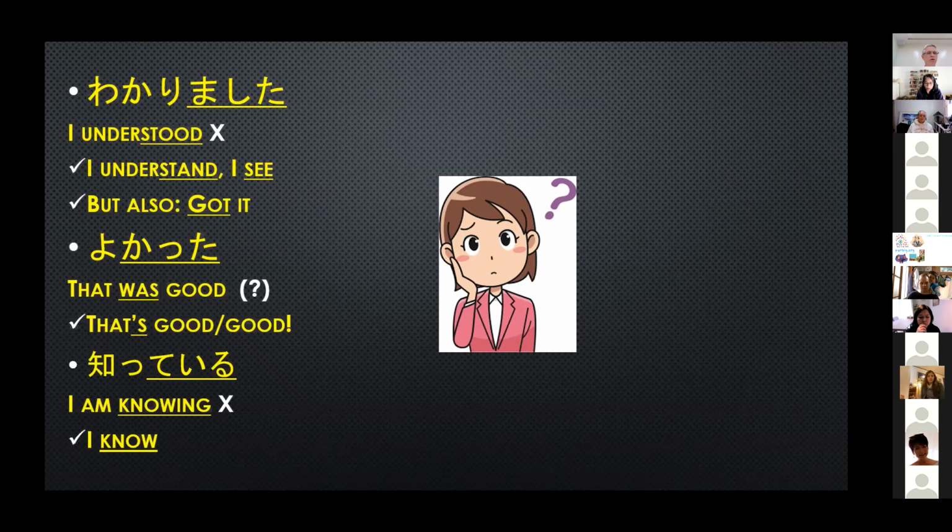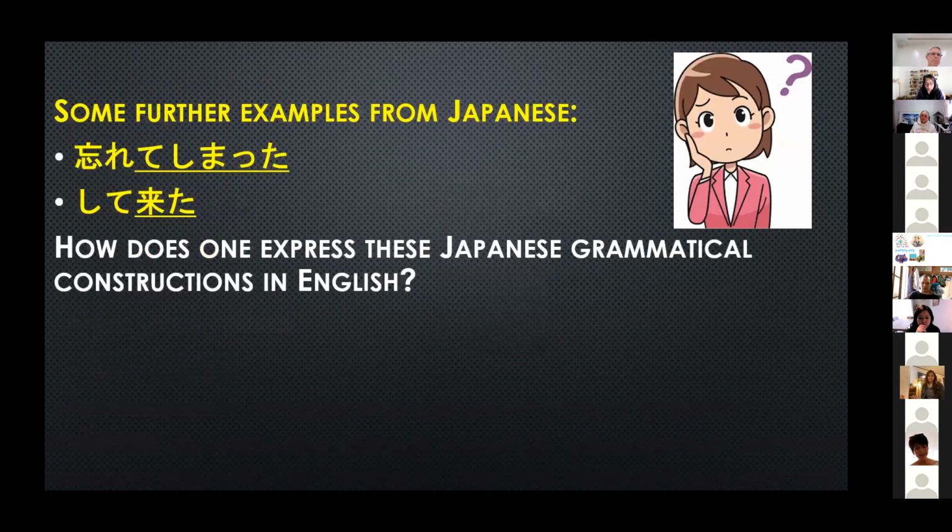Another well-known one for "I know" in Japanese is shiteru. So Japanese puts it in the continuous form because in Japanese, knowing is seen as a continuous item. And in English, "I know" is seen as just at the present, referring to what the speaker has just said. So there are so many examples that I could put up here. Two of my favorites, just a few more examples.